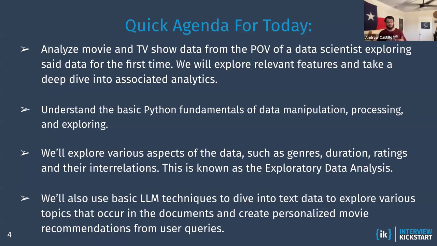We want to understand the basic Python fundamentals of how to perform elementary exploratory data analysis. So look at features, look at correlations, understand various patterns, do things like feature engineering, and understand how to create new features and learn things from those existing features. We're going to look at things like the genres of the movies, durations of the movies and TV shows, their ratings, and all of their intercorrelations. And then at the very end, we're going to use some basic LLM techniques to dive into the text data and understand what kind of topics, right?